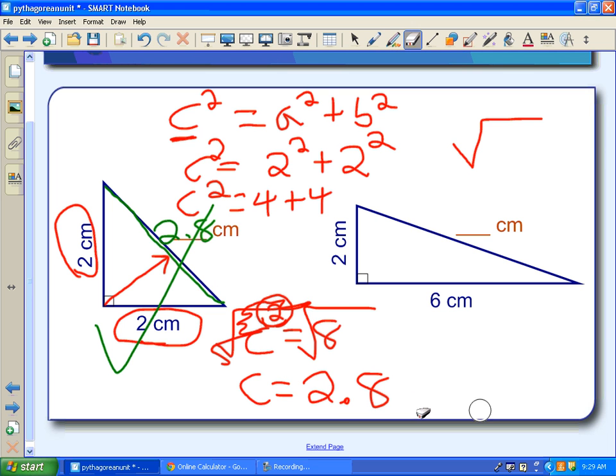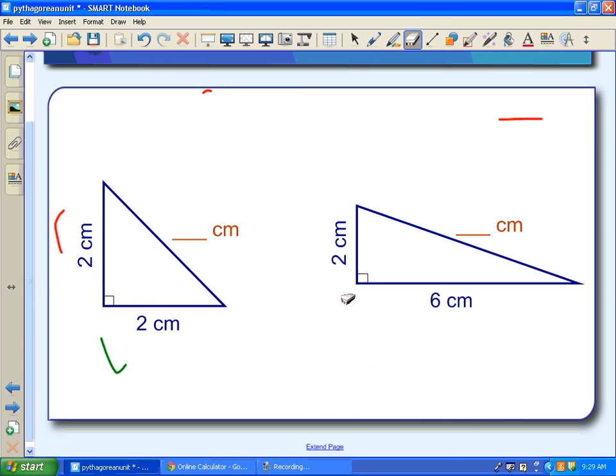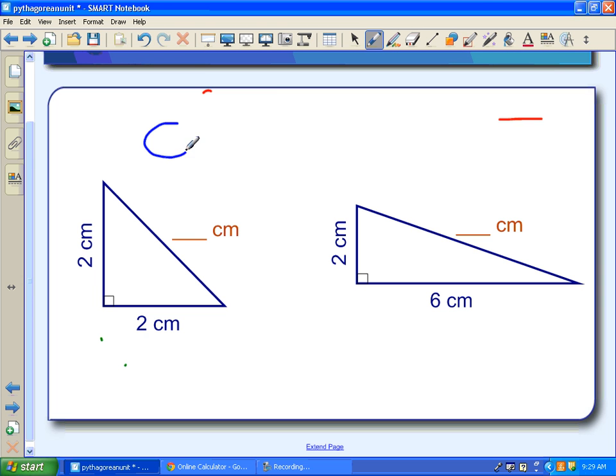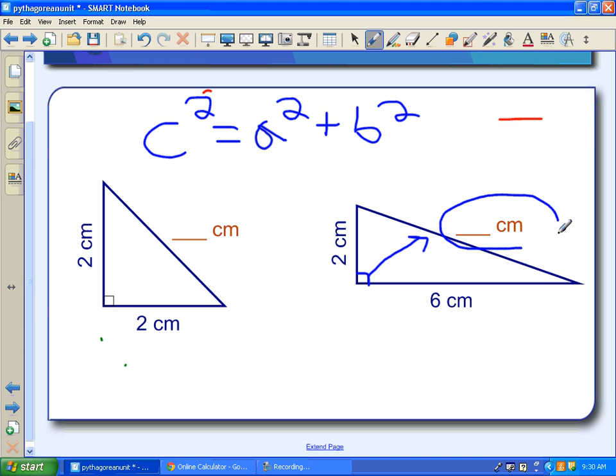Now looking at this other one over here. Okay. Now looking at this one right here. Of course we've got the same old formula. C squared equals a squared plus b squared. Find our corner. There it is. Go straight across, and now we know where C is. And again, C is not given to us. So we're just going to go C squared, because we don't know what C is.